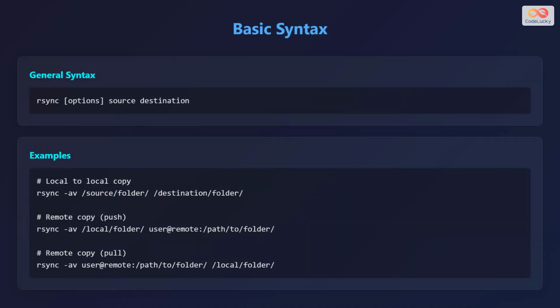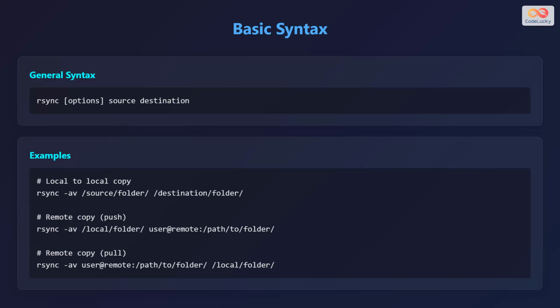Let's examine the basic syntax of the rsync command. The general structure is as follows: rsync followed by options, then the source, and finally the destination. For example, to copy from a local source folder to a local destination folder, you would use rsync -av /source/folder/ /destination/folder/.